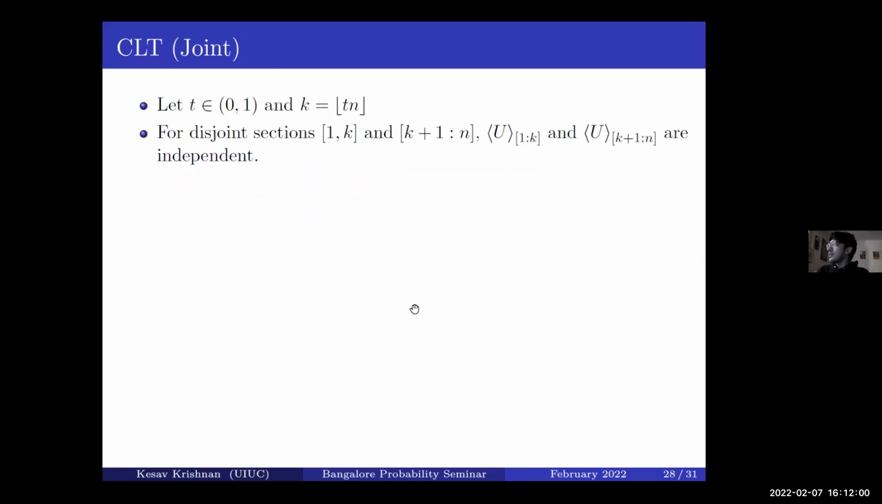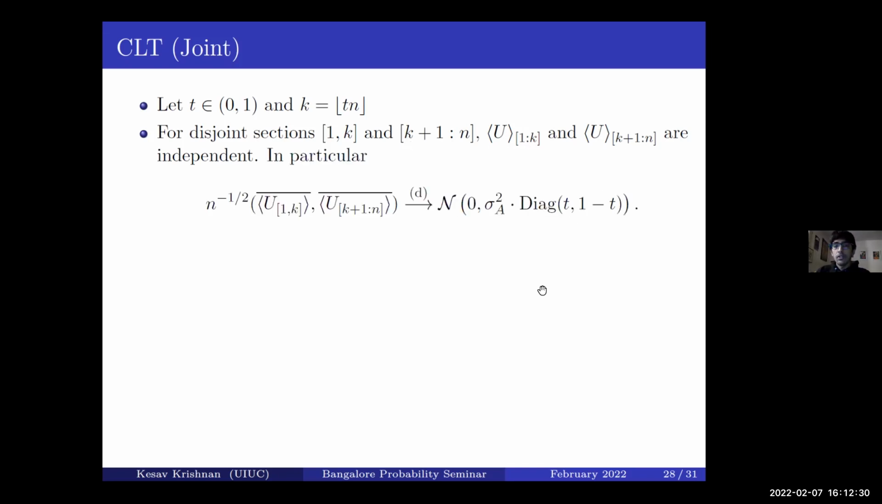So now we look at what the behavior is across disjoint pieces. In other words, how do unpaired vertices interact with each other? So we consider disjoint sections, and as a consequence of the fact that the weights are independent across disjoint sections, the Gibbs average on section 1 through k and the Gibbs average on section k plus 1 through n are independent of each other. So in particular, by this central limit theorem that we've already established, you get this joint central limit theorem for free.